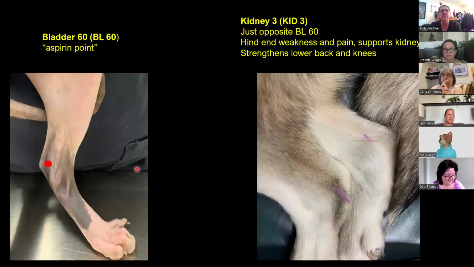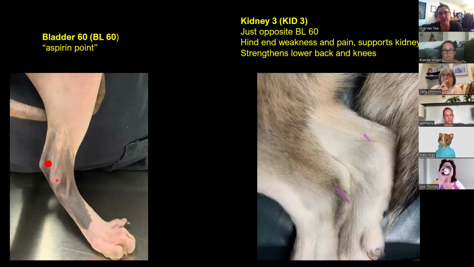So the next pair of points is going to be bladder 60 and kidney 3. Bladder 60, because animals walk kind of more upright, humans have more of a right angle here. So this is going to be our ankle, and this right here is going to be our heel. And then the two bones on the inside and outside of our ankle, they're called the malleolus.